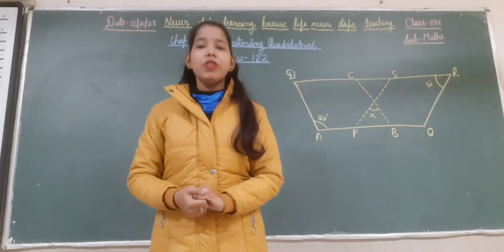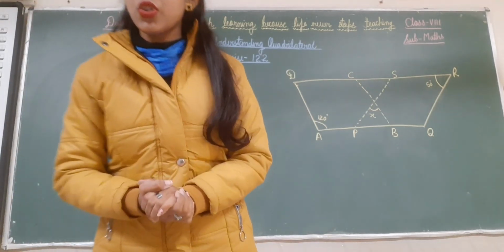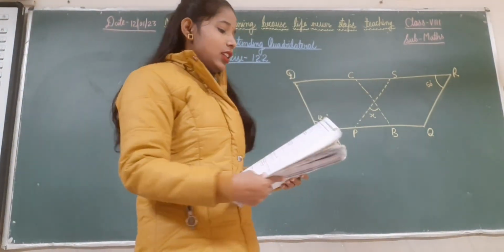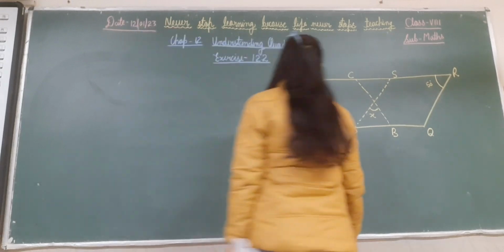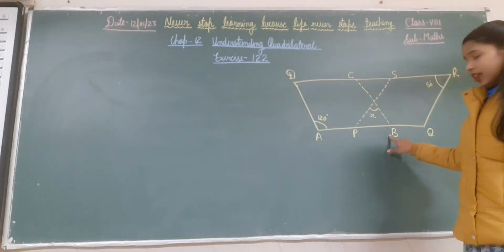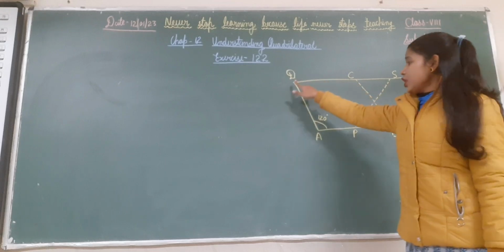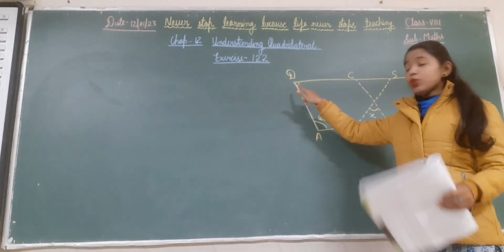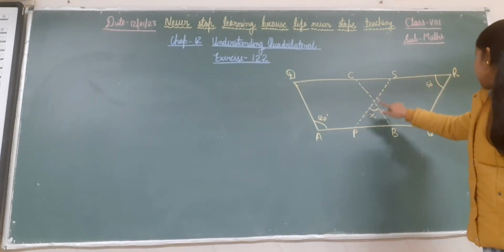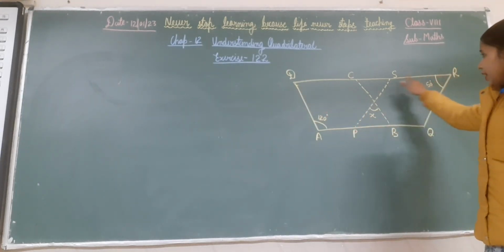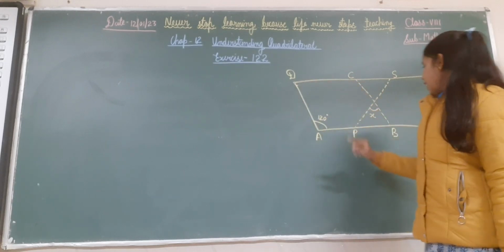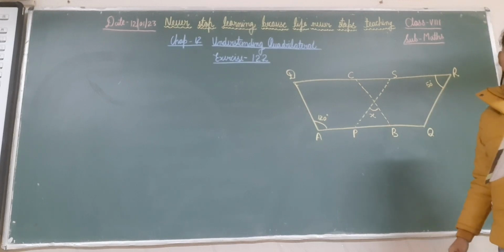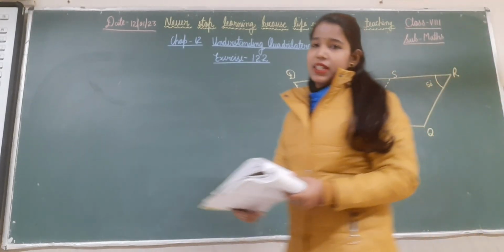Okay class, let's move to the next question, question number 8. Question number 8 says: in the following figure, ABCD and PQRS are parallelograms. Find the value of x.